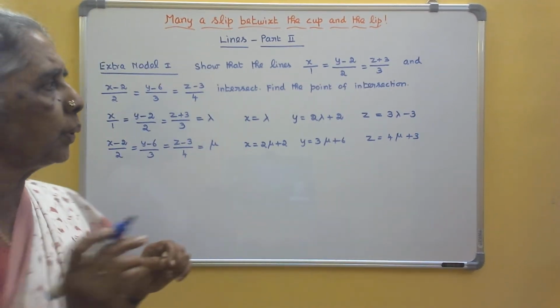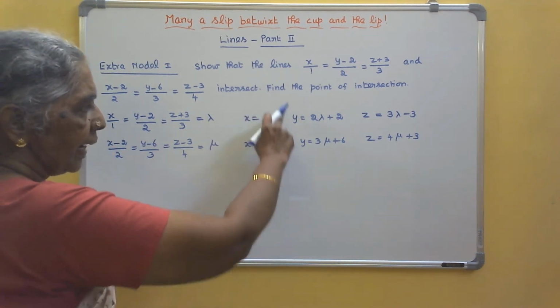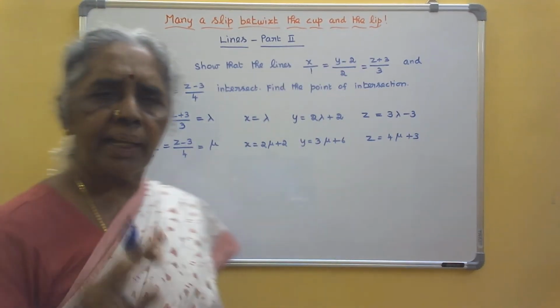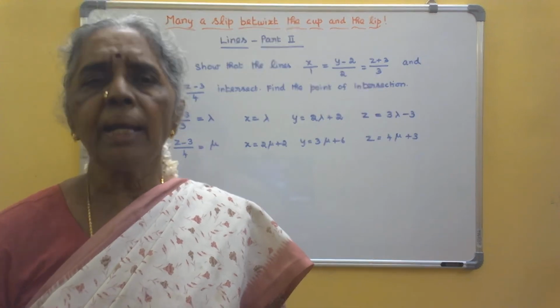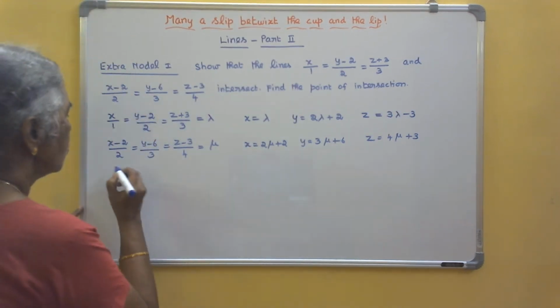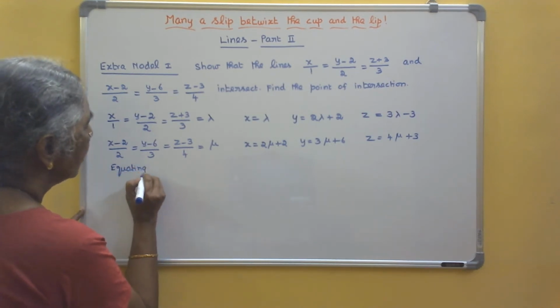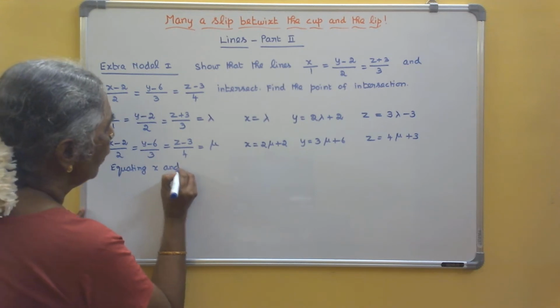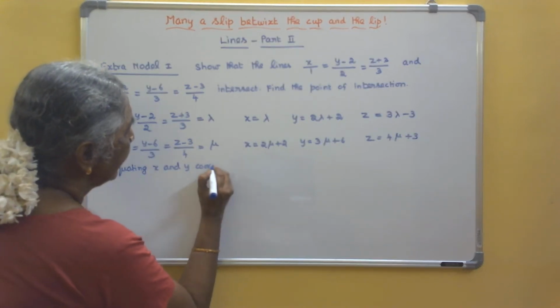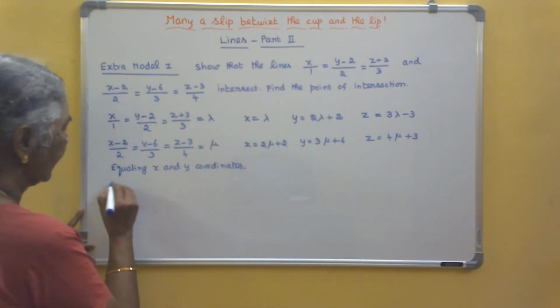So what am I going to do? I am going to equate the x coordinates and the y coordinates. Any two you can take actually. I am taking the x coordinate and y coordinate. So, equating the x and y coordinates, since I have two lines. Now, what will I get?